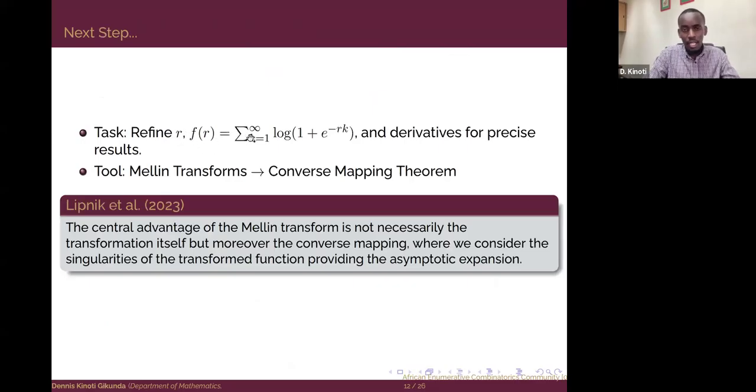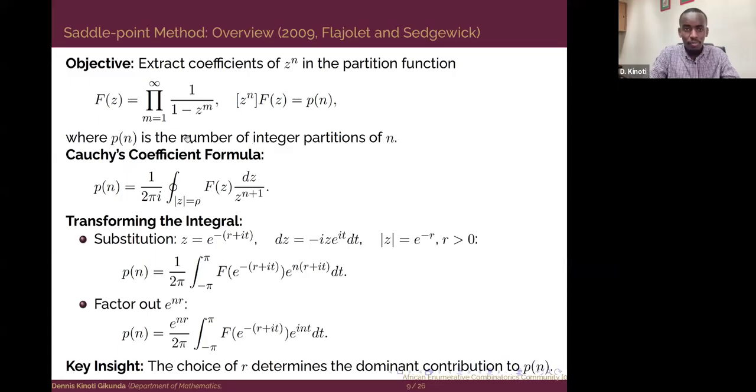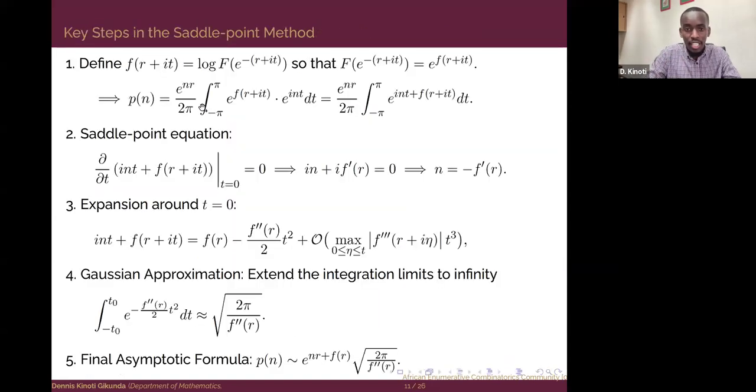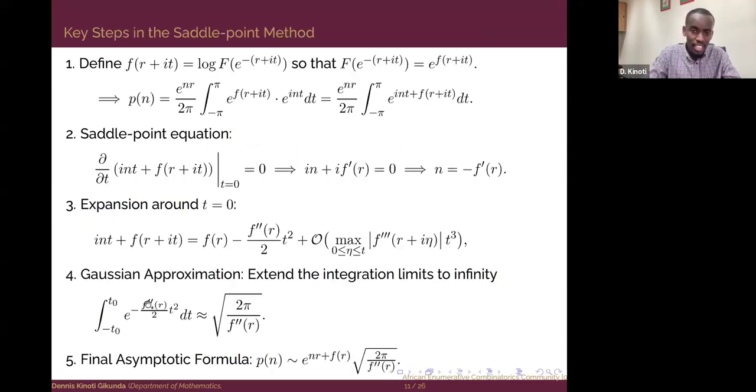And what is f of R? Basically, it's the logarithm of our generating function. This particular function in our case should be 1 plus z to the m, because we're dealing with distinct parts. If you find the logarithm, that product becomes a sum, and the logarithm of that generating function gives you f of R. We also need to find the second derivative and the third derivative.